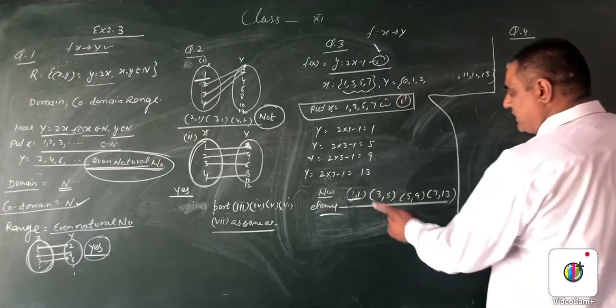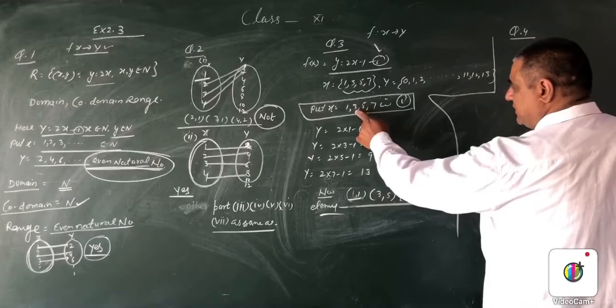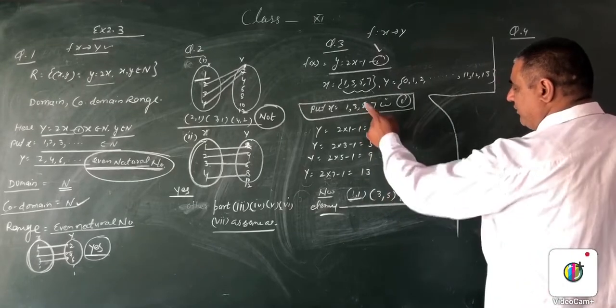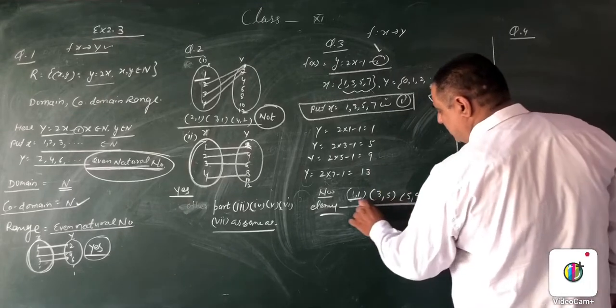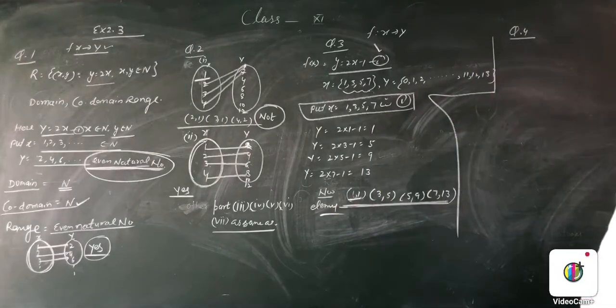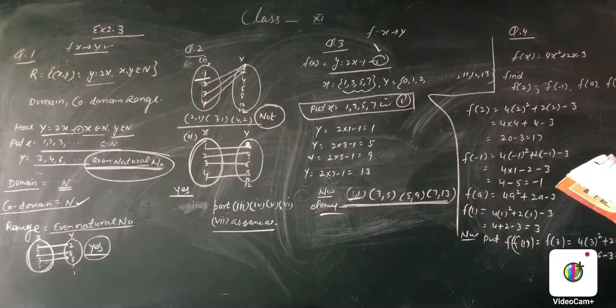This is the first element of x, this is the element of y. Then 3, 5, 9, 7, 13. These are the elements of these functions. Number 4: f(x) is a function of x, given by the rule f(x) = 4x² + 2x - 3.